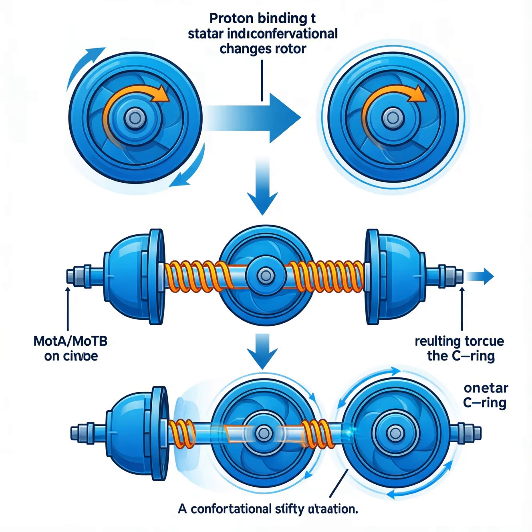The motor's efficiency depends on the density of functional MotA/MotB units embedded in the cell membrane. Mutations that disrupt proton binding sites abolish rotation, confirming the direct link between proton motive force and torque. Thus, the stator acts as a molecular transducer, converting chemical energy into mechanical work via conformational changes.